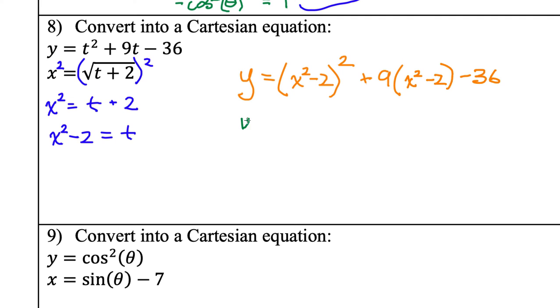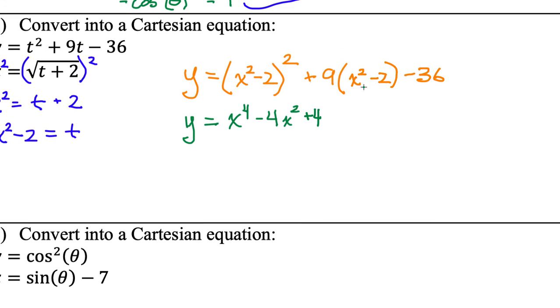So in order to see what's happening further, whenever I square a binomial, you're going to square the first. I squared this first term. I'm going to double the product, this times this, so negative 2 times x squared is negative 2x squared. Negative 2x squared, double that is negative 4x squared. And then square the last. So negative 2 squared is positive 4.